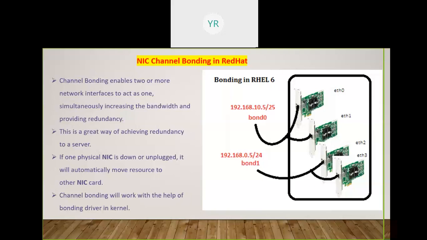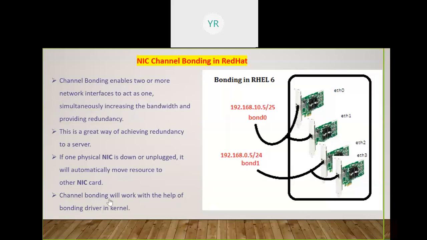How is it useful? If one physical NIC card is down, or sometimes if it is unplugged, it will automatically move the resource to the other NIC card, so that you get high availability. That means the interruption can be overcome. Without interruption the server will be up, always up.